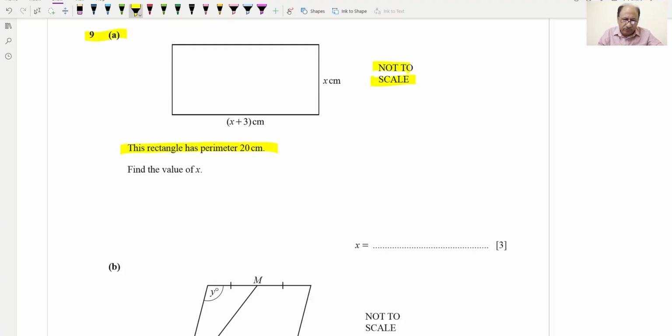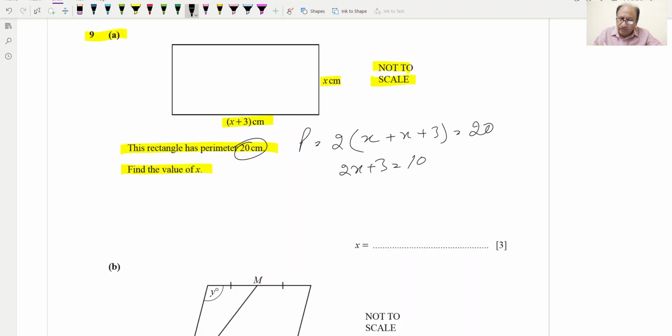Question number 9a, diagram is not to scale. The rectangle has perimeter 20. Find the value of x, and perimeter formula we will be applying. Perimeter is equal to 2 into, we are adding length and width, so x plus 3 which is equal to 20, which is provided over here. So we can shift 2 to other side, so x plus 3 is equal to 10, and x is equal to 7, so x is equal to 3.5 centimeters, this will be our final answer.